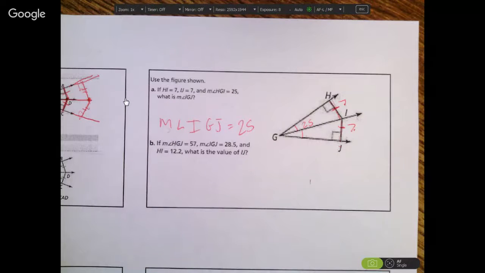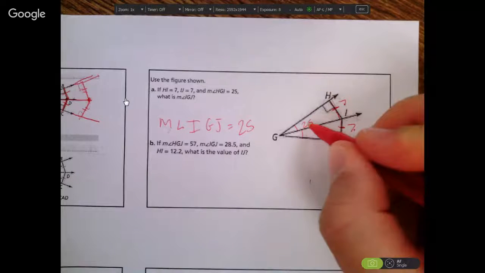All right, so the next question unfortunately uses the same shape. So I have to kind of cross out these numbers.